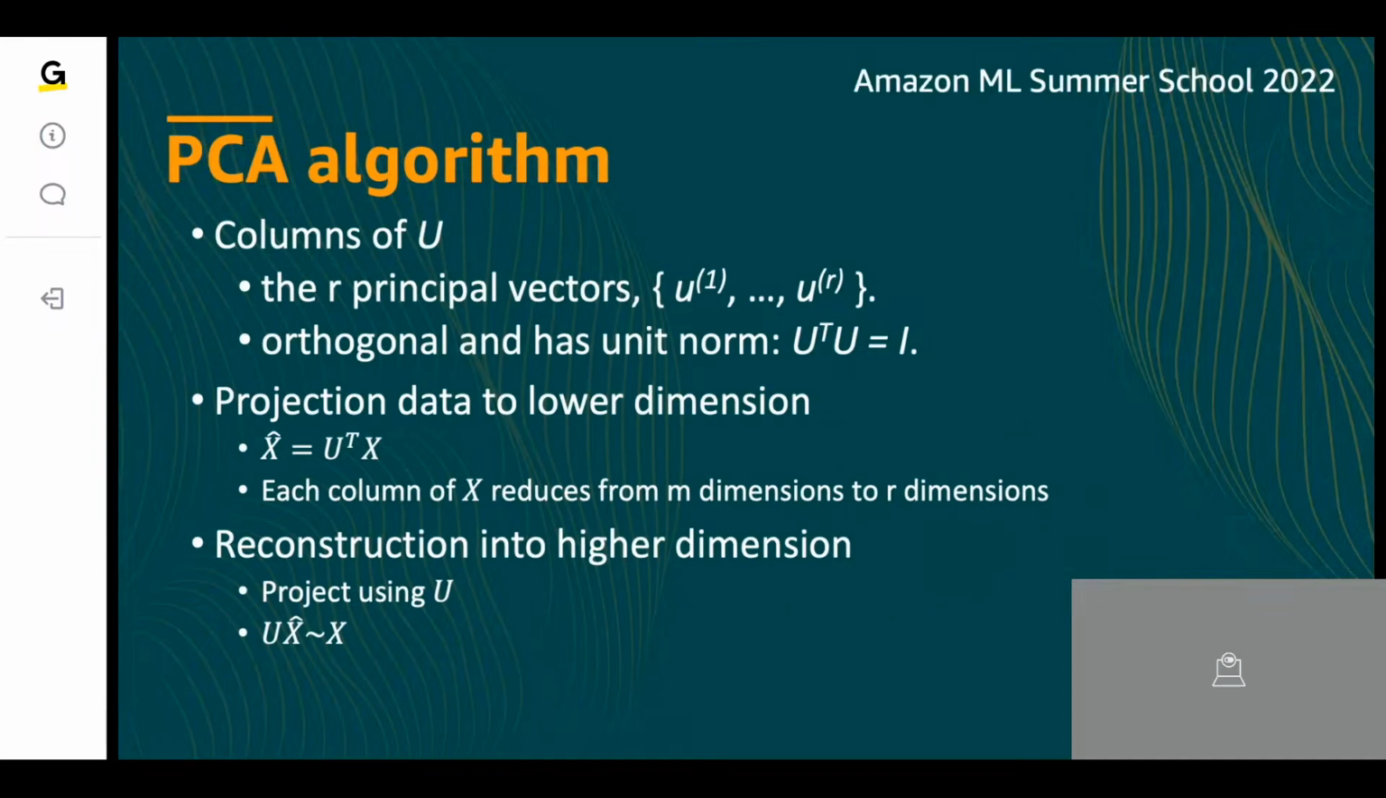Yeah. So like I said, the columns of U are principal vectors, and what you can do is take any matrix X and project it to a lower dimension by just multiplying it with U transpose. It leads to a lower dimensional X hat representation. And in case you had X hat, you could reconstruct it back to the original matrix by pre-multiplying it with U.